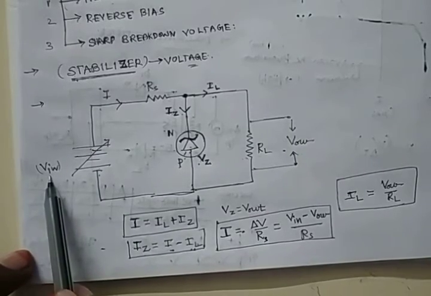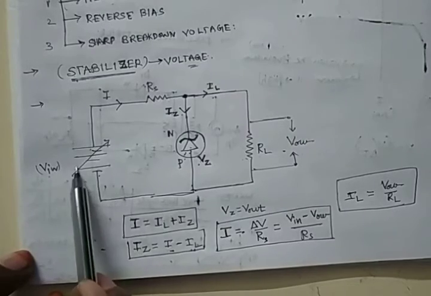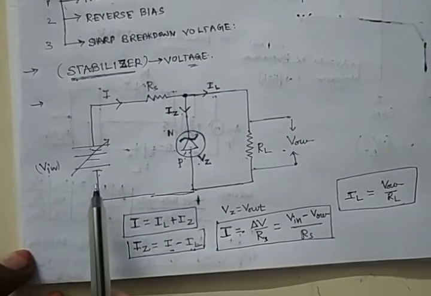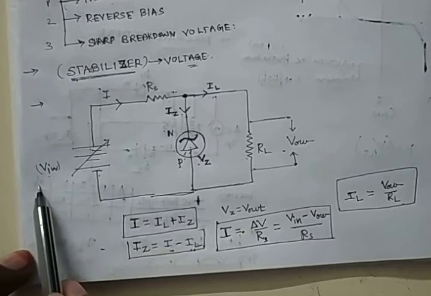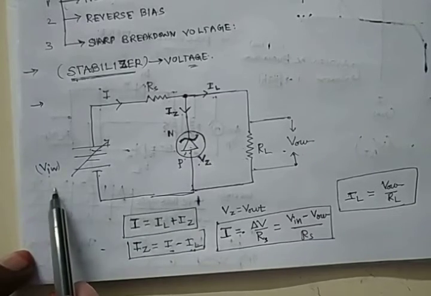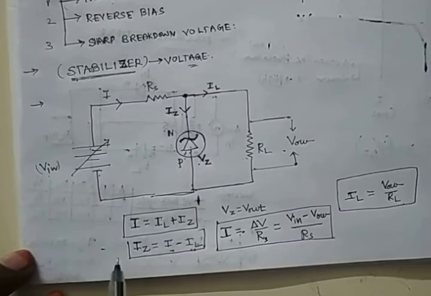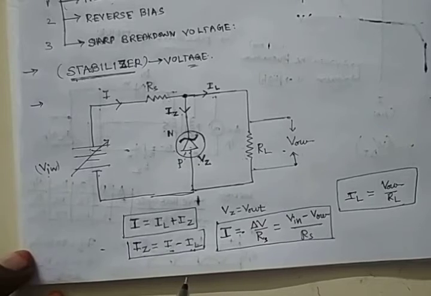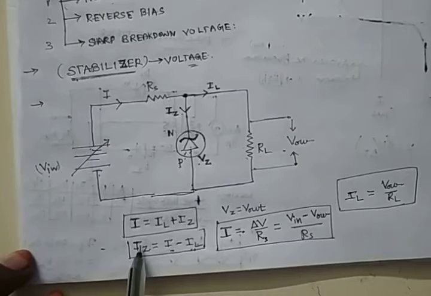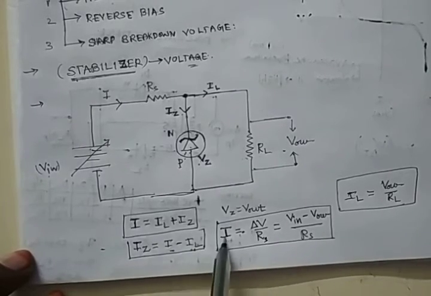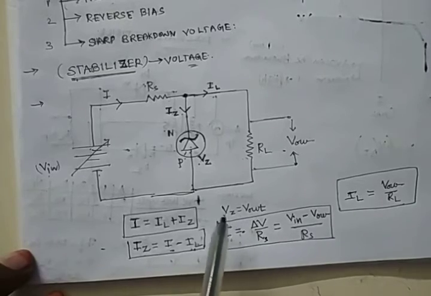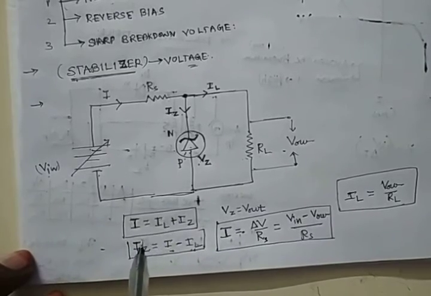Sometimes this arrow indicates what? A variable value. For example, if it is from 50 to 120, then both values will be given. At that time, they will ask the minimum and maximum conditions of the Zener diode. The minimum and maximum values of currents through the Zener diode they will ask. So this is a very, very important formula for the Zener diode.